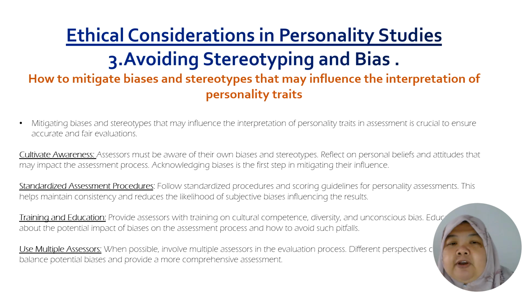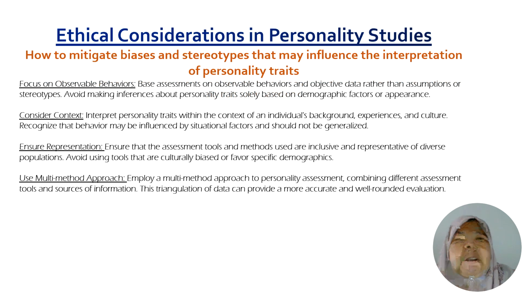Number three, avoiding stereotyping and bias. This is very important since we come from a mixture of cultures, a multicultural setting. We have a lot of values, norms, and cultures that we need to respect. And how do we do the respect? How do we ensure that we respect each other? So this is what we need to do.